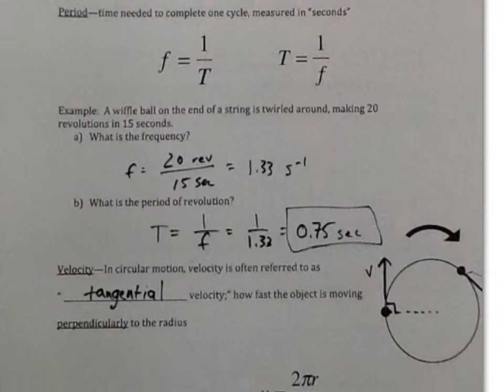Now, what is the period of revolution? In other words, the time it takes to make one complete cycle instead of 20, well, that's going to be 1 over our frequency, 1.33. We get 0.75 seconds. Or we could have actually just done the inverse of what we did in part A. We could have done 15 seconds divided by 20 revolutions and got the same answer.